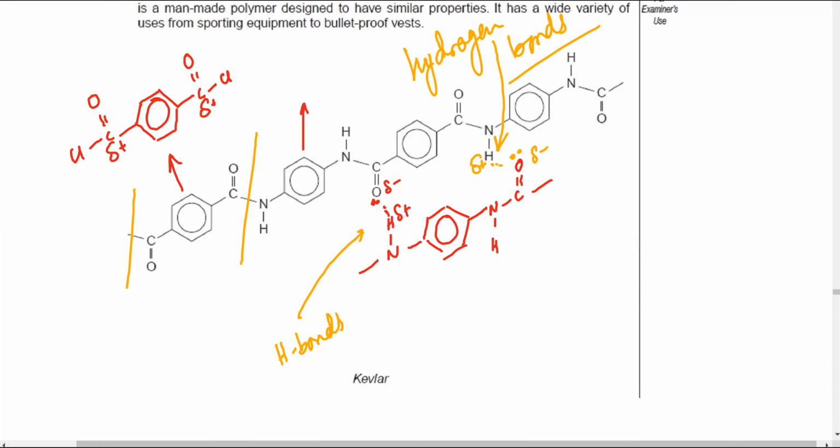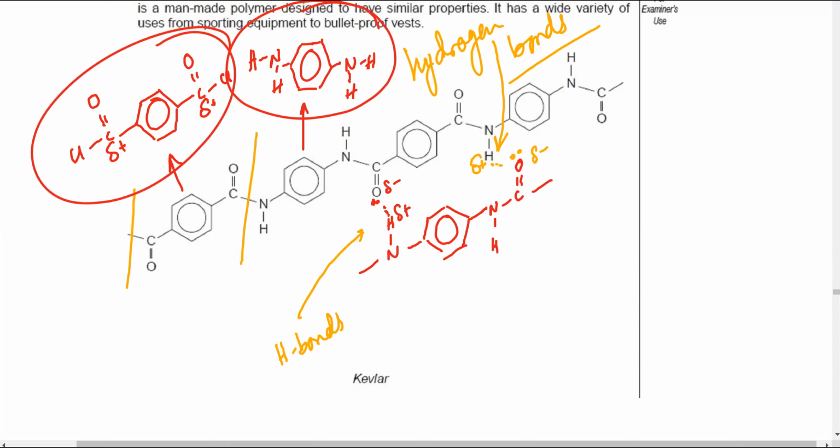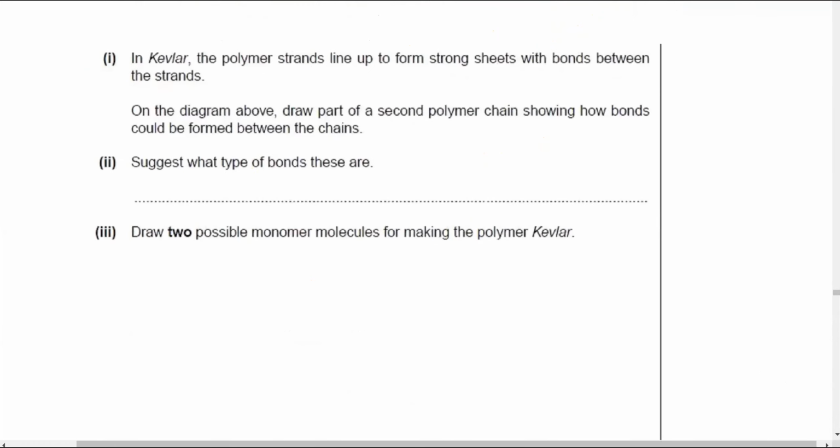उसके दोनों sides पे ना there's going to be NH2. So that's your second monomer. और बस ठीक है, ये क्वेश्चन हो गया.